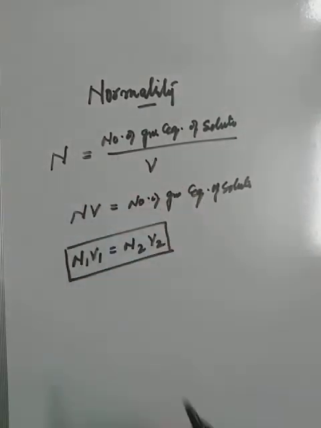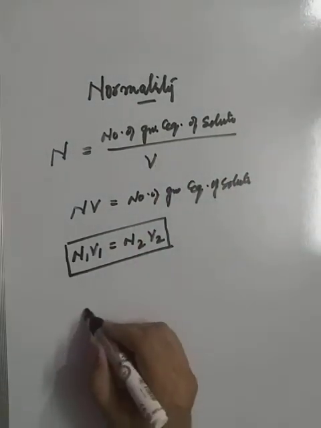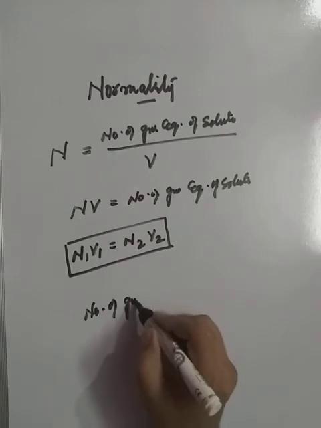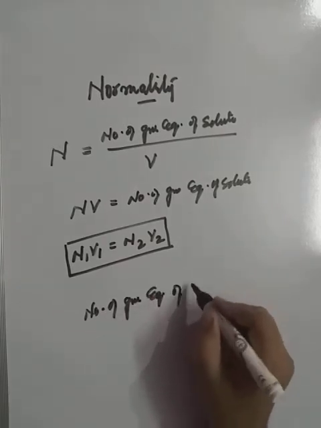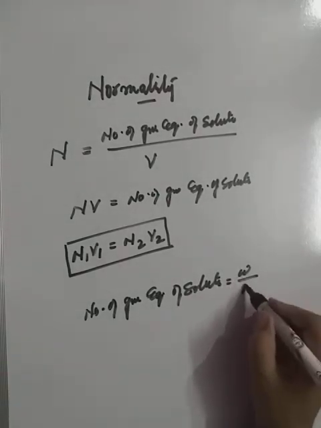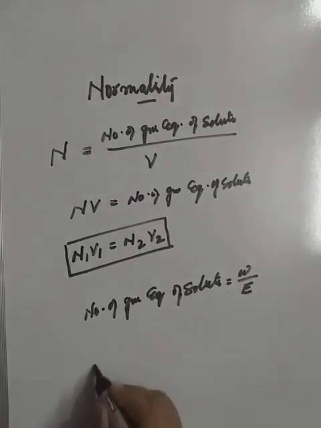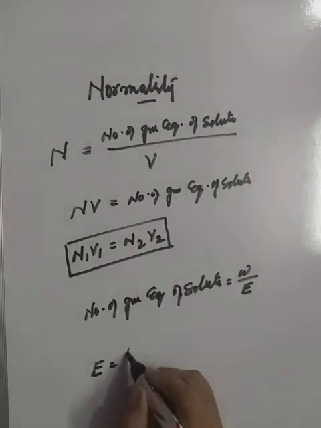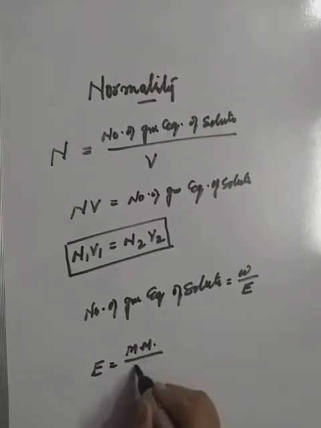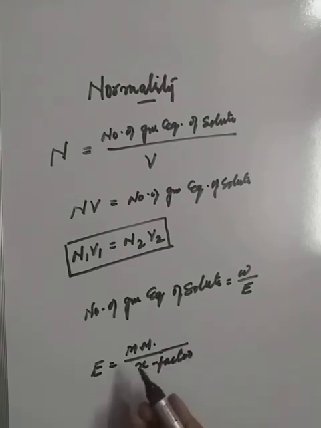Now we are talking about normality again. The normality is the number of gram equivalent weight of solute. So what is the number of gram equivalent of solute? It is equal to the weight upon equivalent weight. Number of gram equivalent weight of solute is equal to weight of solute upon equivalent weight of solute. And what is equivalent weight? You know very well, that is equal to molecular mass upon X factor. The molecular mass of solute will be taken to get the equivalent weight of solute.